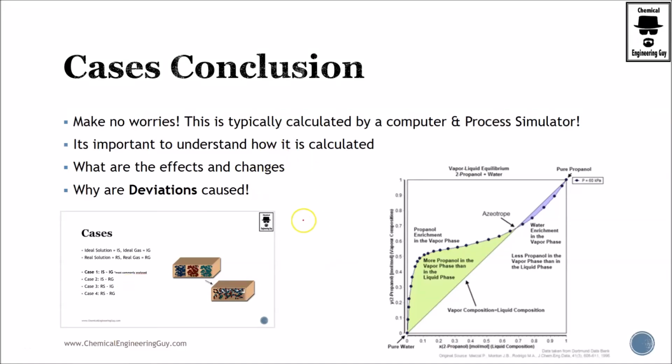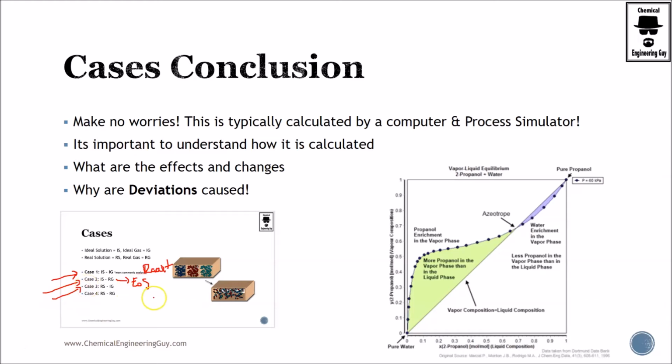So this is a very quick conclusion on the cases. Remember that we saw 4. Ideal solution, ideal gas is Raoult's law, which is the simplest model you will encounter. Then we have ideal solution, real gas. We use equations of state, which affect both the liquid and the gas phase.